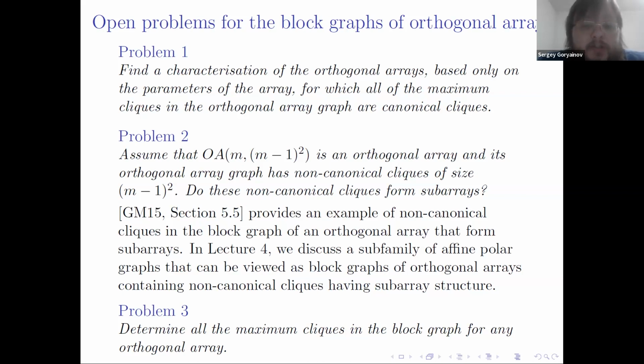The book provides an example of non-canonical cliques in the block graph of an orthogonal array that form subarrays. In lecture 4, we discuss a subfamily of affine polar graphs that can be viewed as block graphs of orthogonal arrays containing non-canonical cliques having subarray structure. And a more general problem is determining all the maximum cliques in the block graphs for any orthogonal array.